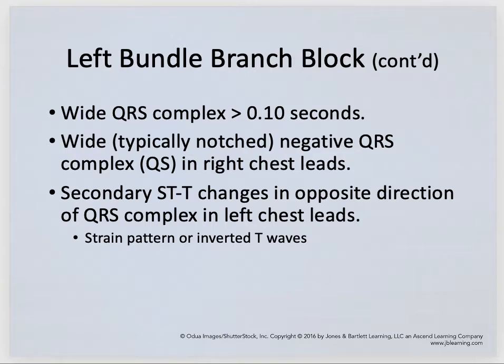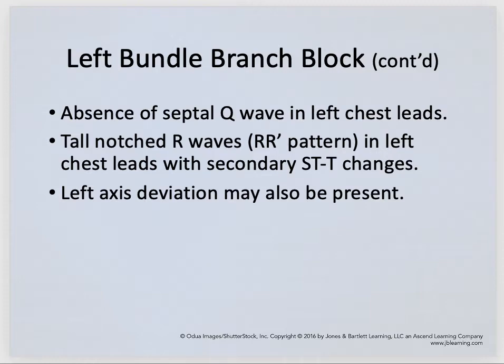We've got a wide QRS complex, so greater than 0.10 seconds, typically notched wide QRS on the left chest leads as well. ST segment changes in the opposite direction of the QRS complex in the chest leads, and this is what we talk about, strain pattern or inverted T waves. So in the left bundle branch block, we usually don't see the septal Q wave in the left chest leads. We do usually see a tall notched R prime pattern in the left chest leads. We also commonly see left axis deviation.